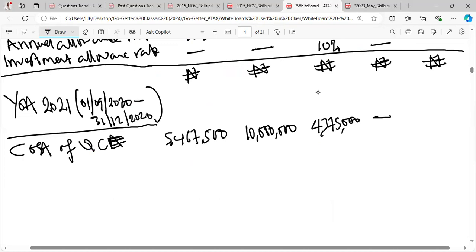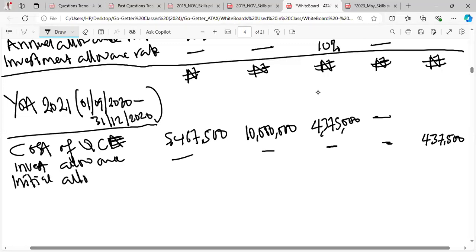So the next thing to do here is I can decide to take my investment allowance. Investment allowance is 10% of this. Now, even though it is affecting this, I'm not going to put it here. It's going to be on the capital allowance side. 10% of 4,375,000 will give me 437,500. That's my investment allowance.